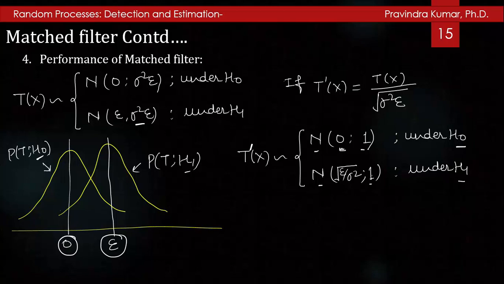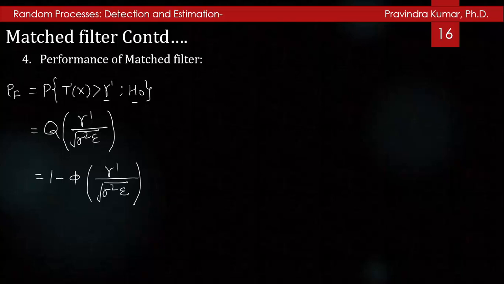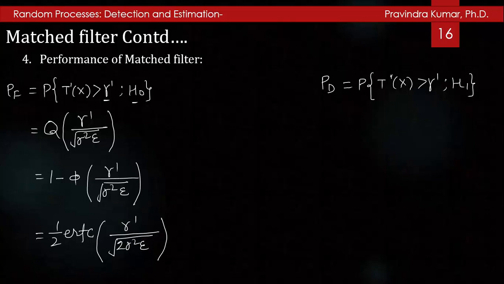As the PDFs under both hypotheses are known, we can find the probability of false alarm, and it will be equal to the probability of the test statistic t dash x greater than gamma dash when hypothesis H0 is true. And it is a Q function, Q of gamma dash upon under root sigma square epsilon, and you can also write it as 1 minus the cumulative distribution function of gamma dash divided by under root sigma square epsilon, or in the complementary error function form, the probability of false alarm is 1 by 2 ERFC of gamma dash by under root 2 sigma square epsilon. And the probability of detection will be the probability of the test statistic greater than gamma dash when H1 is true.